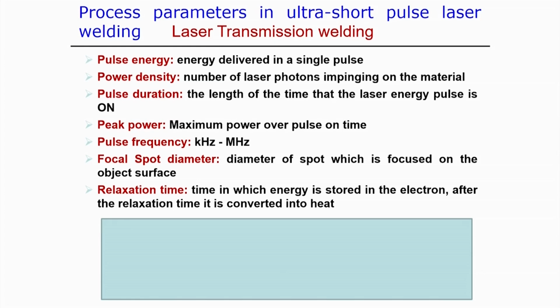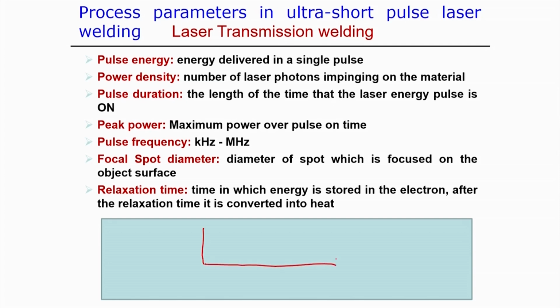In the laser transmission welding process, laser relaxation time is important when we use the ultra short pulse laser. The relaxation time is basically defined as the lag in the development of the heat flux or the temperature gradient within the domain. That lag time is very important when the substrate material interacts with the ultra short pulse laser.